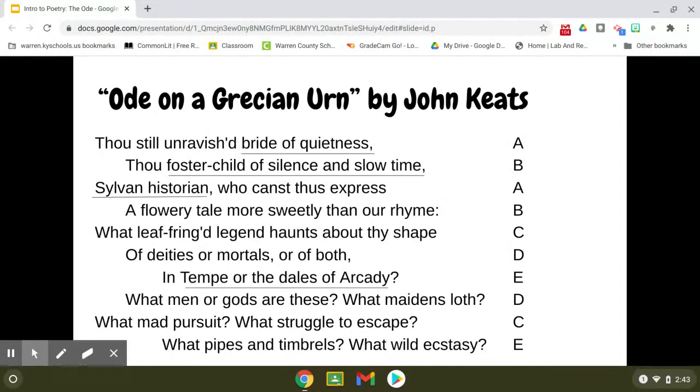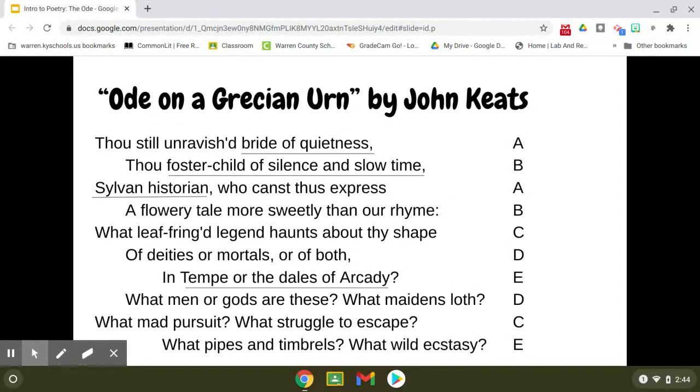"What men or gods are these? What maidens loath?" Loath means resisting. The maidens are running away. "What mad pursuit? What struggle to escape? What pipes and timbrels? What wild ecstasy?" So he's questioning this urn that he's admiring. Tell me your story, urn, but it can't because it is silent. It's just an object. But he's admiring it, and it's making him want to know.